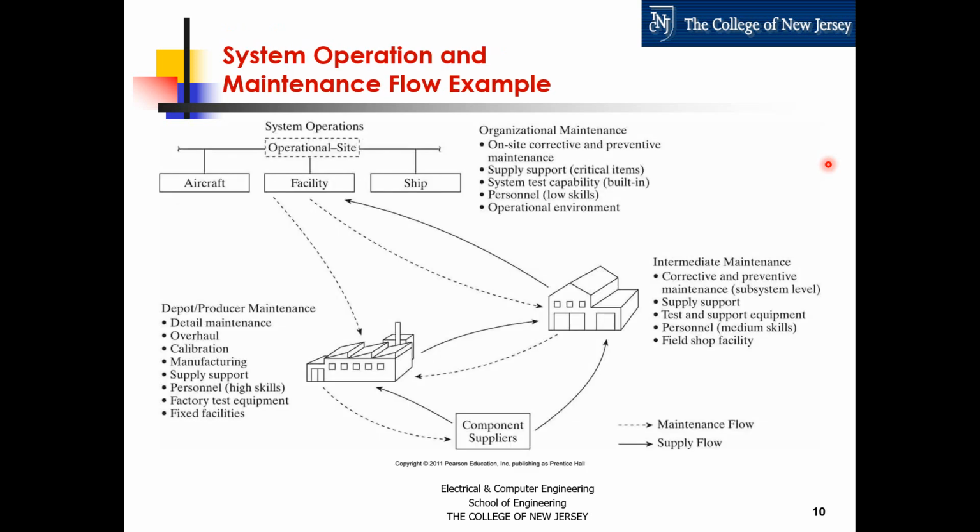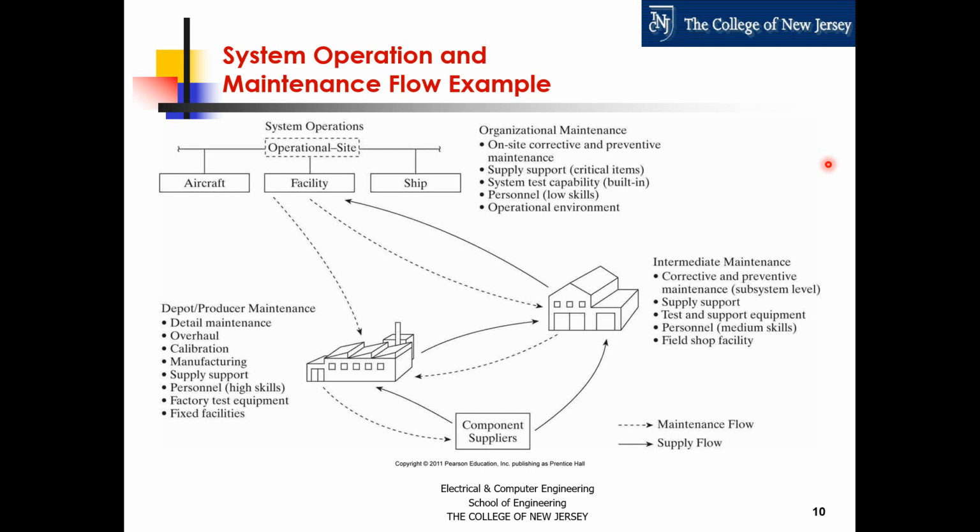So let's look at a specific example. To develop a maintenance and support concept, I expect some type of diagram like this. Maybe it doesn't have all the elements, but I want to know that you thought about it and that you made a pretty diagram like this. So let's say that we have a system here. And again, this is a made-up system, nothing in particular.